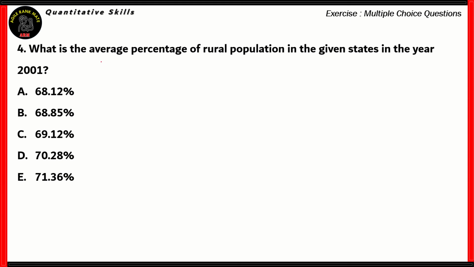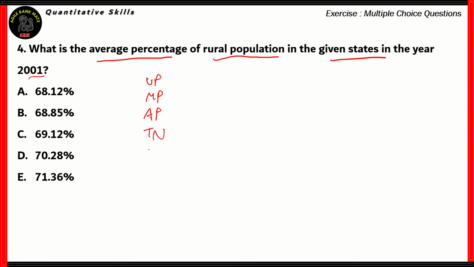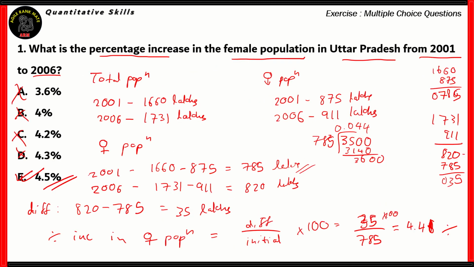Now let's look at the final question of this set. What is the average percentage of rural population in the given states in the year 2001? Well, for that, let's start writing down the rural percentages, right? So we have UP, MP, AP, TN, Orissa, Maharashtra, and West Bengal. So let's look at the rural population percentages, shall we?